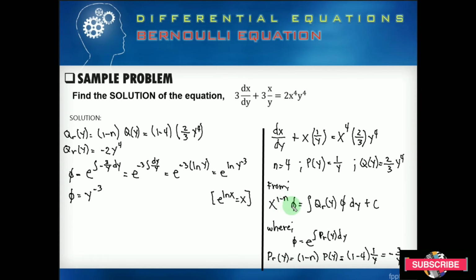Substitute natin yung n at saka yung phi. Meron naman tayo ditong q subscript r para sa function of y, no? Meron na tayo dito. Pwede na natin ma-solve, unti-unti itong solution, okay? So proceeding, no? So thus we can say, okay, so from here x raised to the power of 1 minus n times p is equal to the integral of q subscript r as a function of y times p times dy plus c.